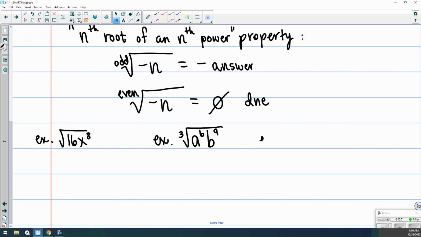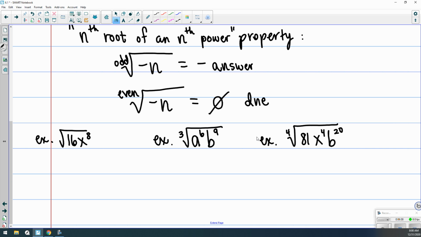And then our third example, we're taking a look at the fourth root of 81, x to the 4th, b to the 20th.